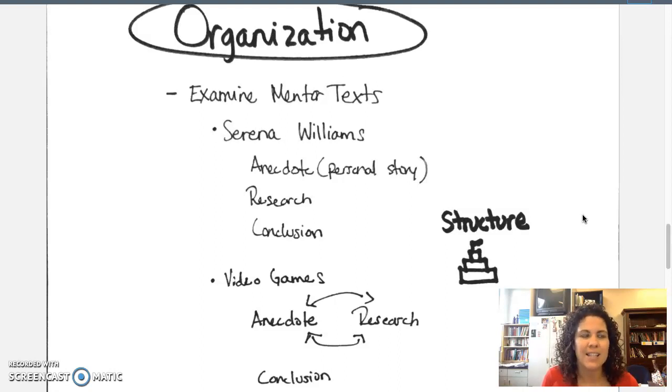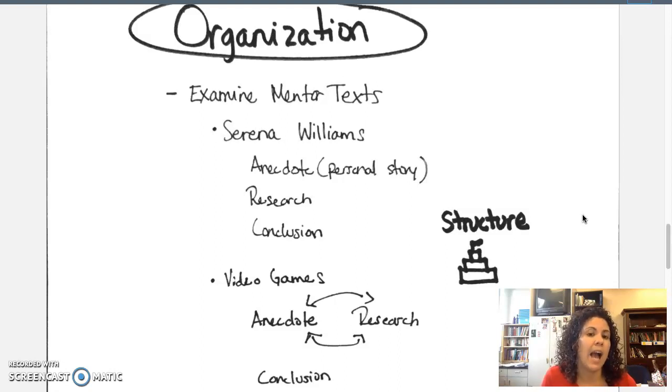In the video games essay, it's not as true. They kind of start with this little anecdote, go into research, go into some definitions, go into another story about another person, talk about more research. So it's fluid, kind of going back and forth. He's really weaving those two things together. And then finally, he does come to a conclusion that makes our thinking kind of change about video games.